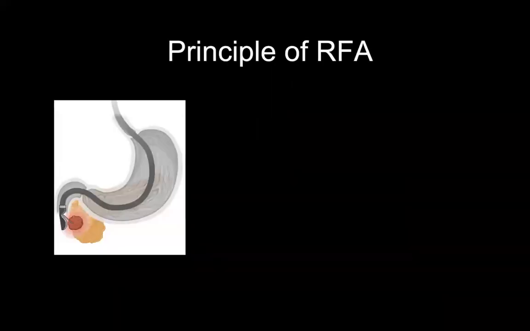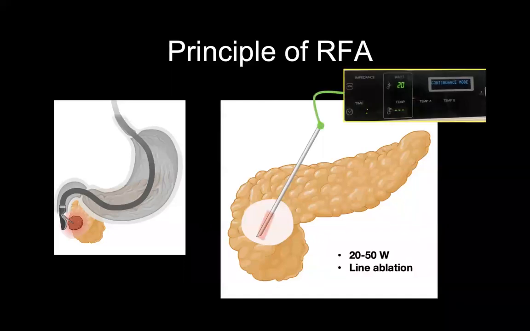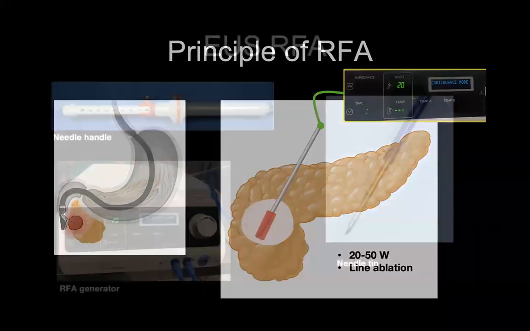The principle of EUS-guided radiofrequency ablation is to localize the tumor using a linear echoendoscope, and once the tumor is localized, the EUS RFA needle is punctured deep inside the tumor, and after connecting with the RFA generator, the tumor ablation is carried out in a linear fashion, starting from the distalmost part and pulling the needle in a proximal fashion, causing a slow ablation of the tumor.